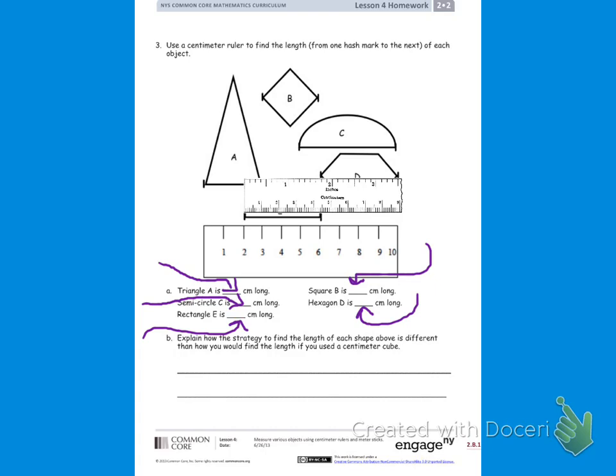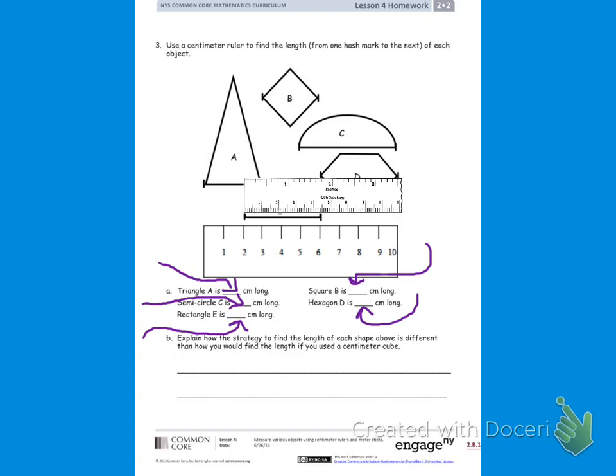On the bottom, it asks you to explain how the strategy to find the length of each shape above is different than how you would find the length if you used a centimeter cube. You may or may not remember, in Module 2, Lesson 2, the students had a little centimeter cube that they had to cut out on their homework sheet. Then they laid the cube along the line that they were measuring. They drew an end mark, moved the cube, drew another end mark, moved the cube, drew another end mark, and so forth.